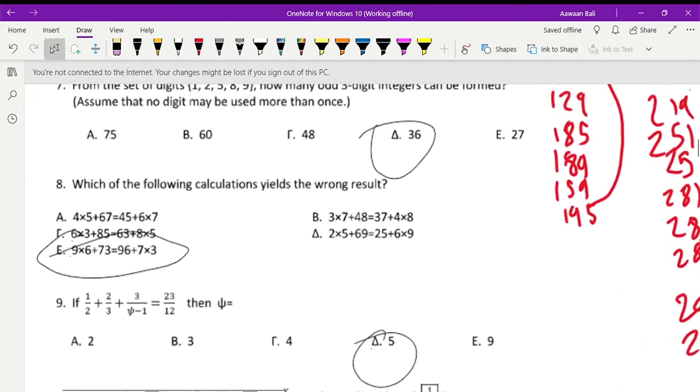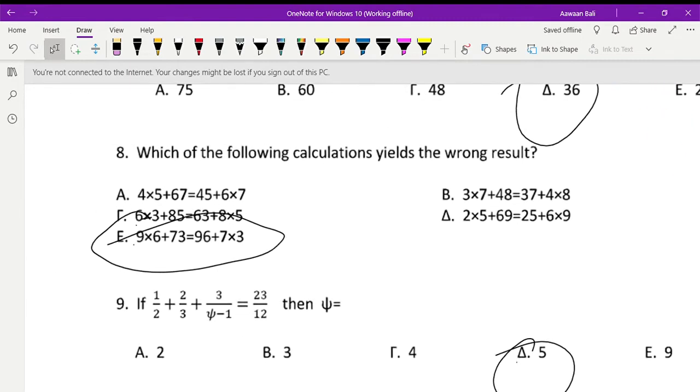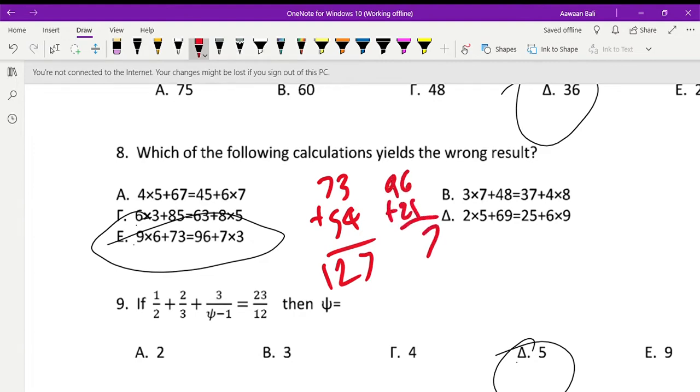Question number 8. Which of the following calculations yields a wrong result? You kind of have to do only trial and error for this, but the answer is eta. I can explain why easily, since 9 times 6 is 54. 73 plus 54 is 127. Meanwhile, 7 times 3 is 21. 96 plus 21 is 117. We've actually found this as the wrong one before in another question. But anyways, if you know this, therefore the answer is eta.